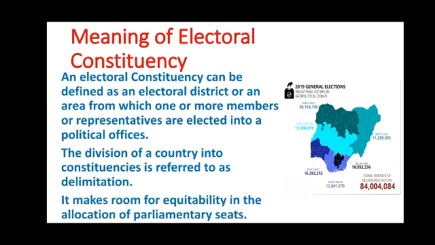And the division of a country into constituencies usually ensures that the legislative seats are spread across the length and breadth of the country, so that there will be equitable distribution of parliamentary seats. What are the factors influencing the delimitation of constituencies? What are the factors?